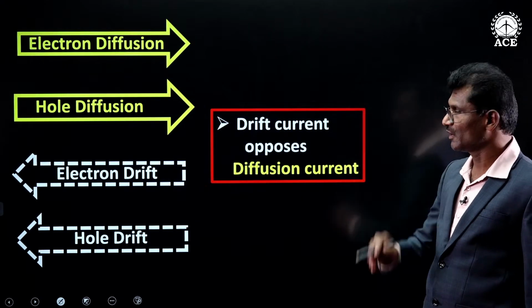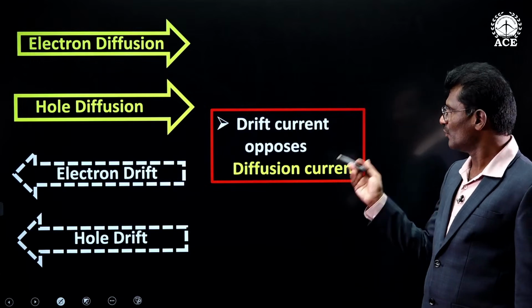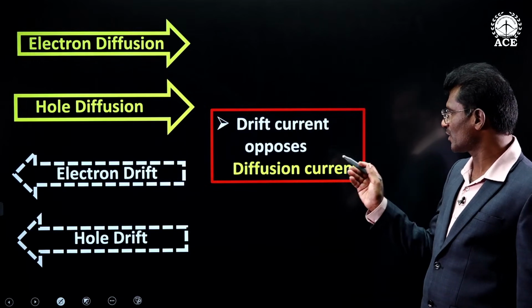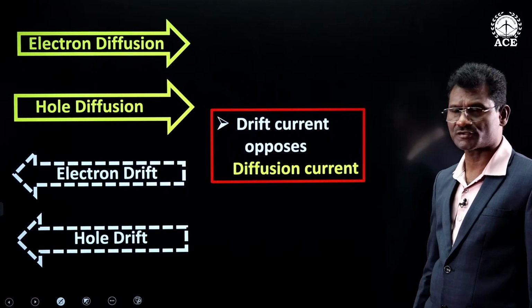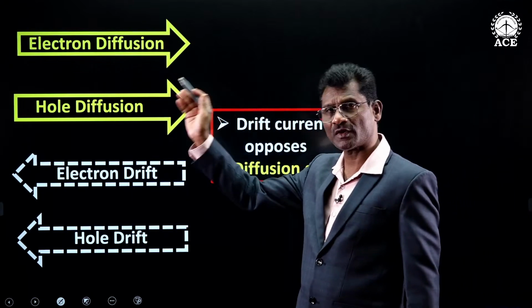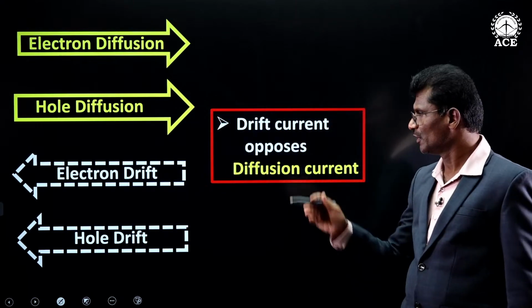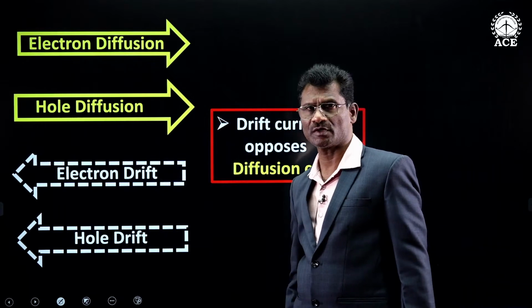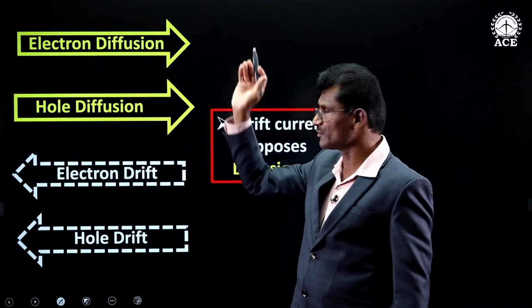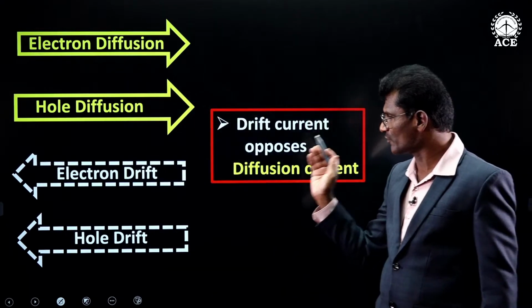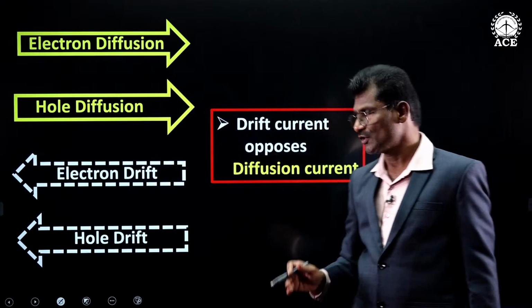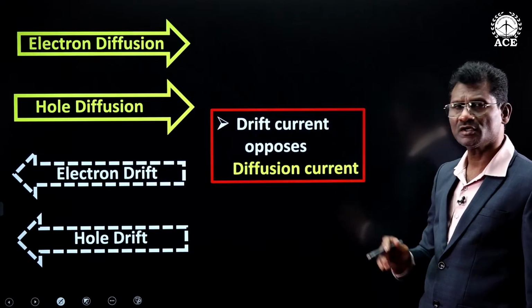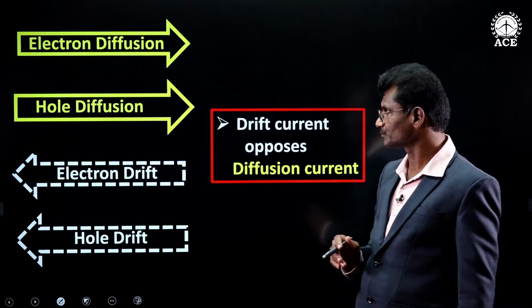If you observe these arrow directions, we can easily understand that drift current opposes diffusion current. Diffusion current is from P to N. Drift current is from N to P. Or if diffusion current is from, say, left to right, then drift current is from right to left. So drift current is opposing diffusion current.